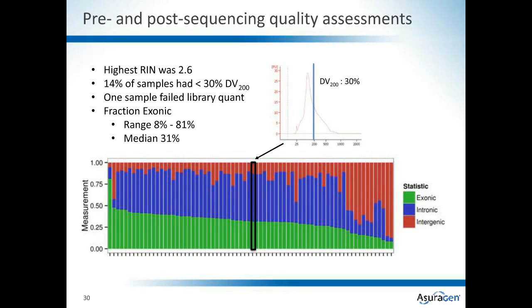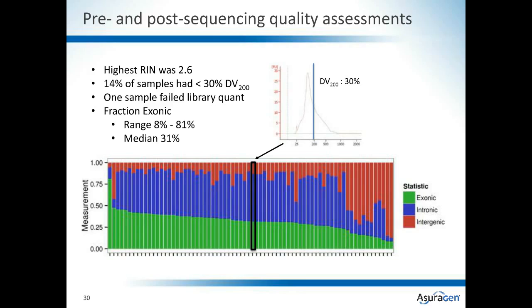Another QC metric that is being used more recently is the DV200 metric, and for this cohort we have 14% of the samples that show less than 30% DV200. For those of you who don't know, the DV200 metric is, for a particular sample, informed by a bioanalyzer trace, the fraction of RNA fragments in that sample that exceed 200 nucleotides in size. One of these samples failed the library prep outright, but all the other samples are shown below. The one sample that had a DV200 right at 30% is highlighted with the bold bar at the bottom.